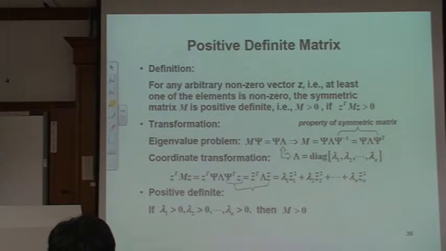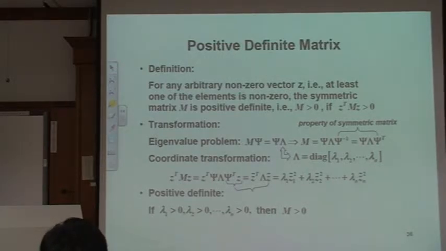So it gives you the result that lambda 1, lambda 2, lambda n should all be positive, because this is larger than 0. Okay, no problem, right?